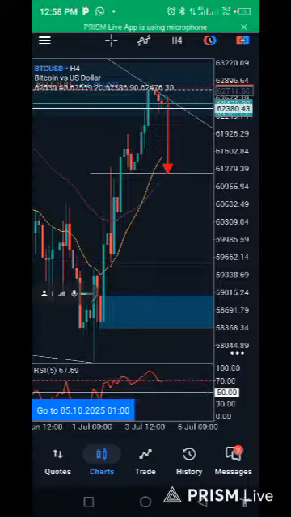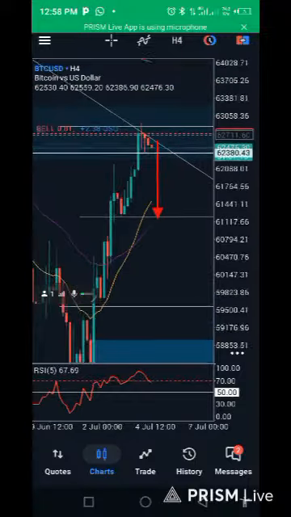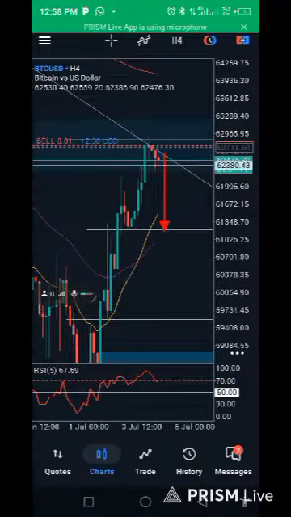On the 4 hours, you can see what is going on. It tested the trend line and it's going down. It touched the resistance point and it's going down.